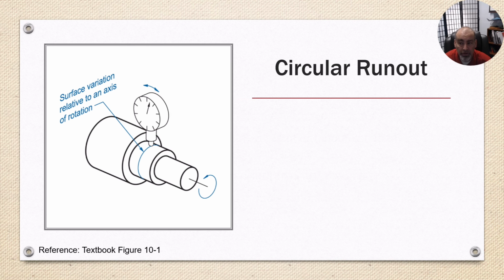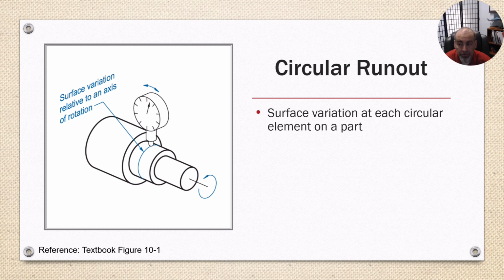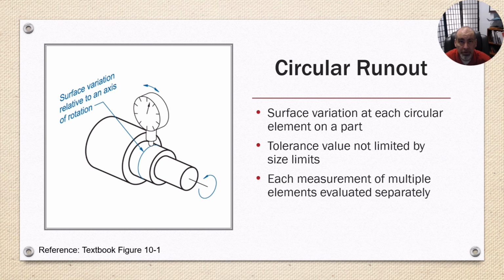Circular runout is a surface variation at each circular element of the part, and the tolerance value is not limited by the size of the item. Each measurement of multiple elements is evaluated separately, and the largest reading of circular runout for the part is what you would record for inspection.